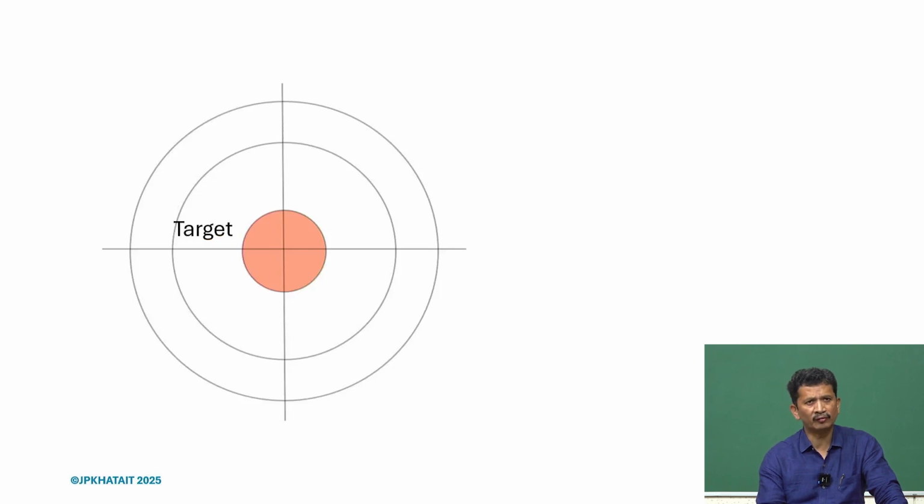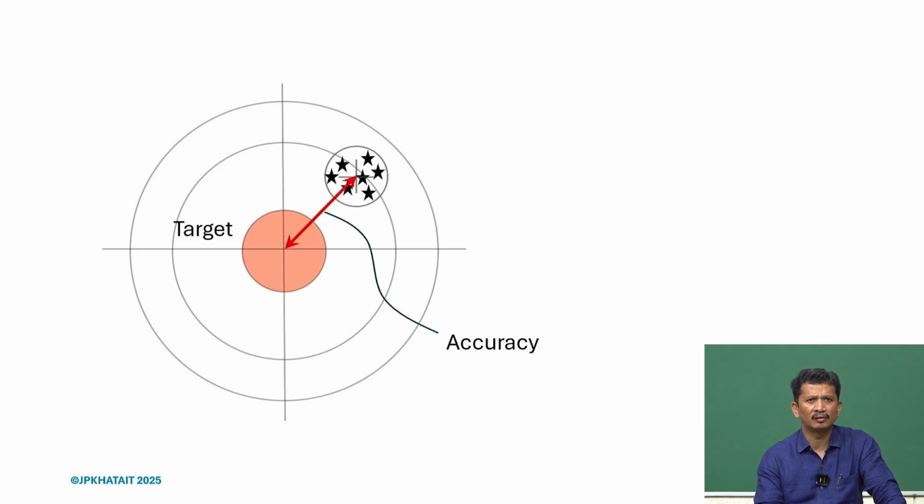So, we try to go once again. This is the target we have, and suppose you are doing the operations successively, and they are clustered around. So, we can say it has a very good repeatability, or previously we said high precision. And this is what we call accuracy: the cluster and how far it is from the target point, that is called accuracy.